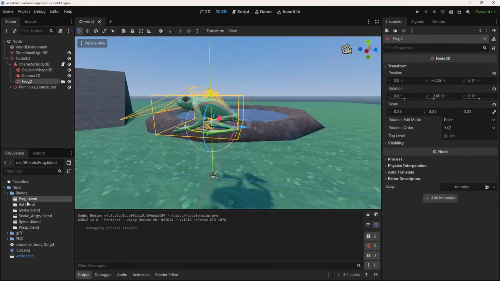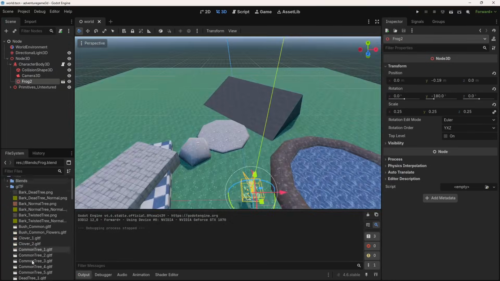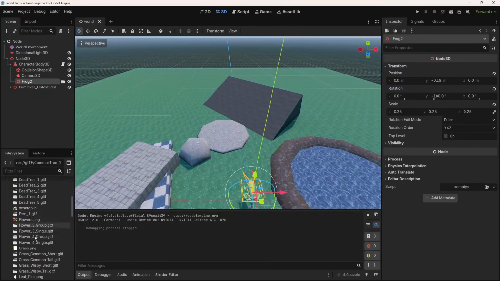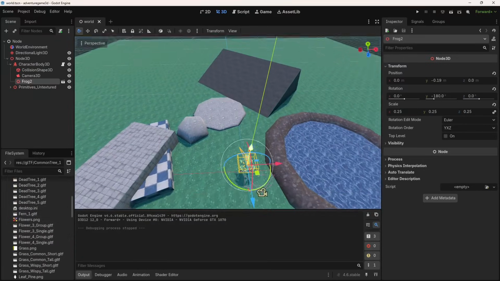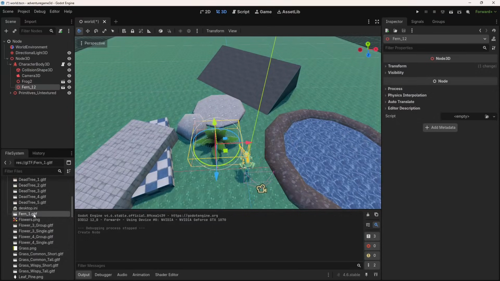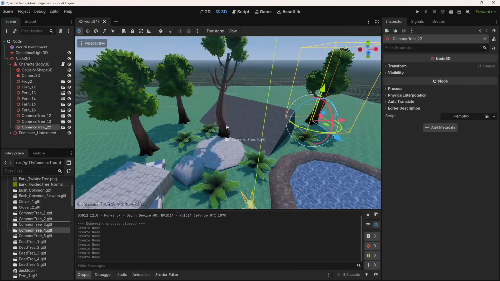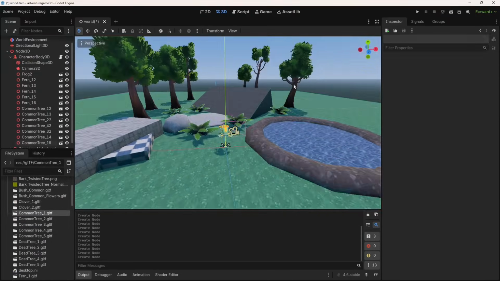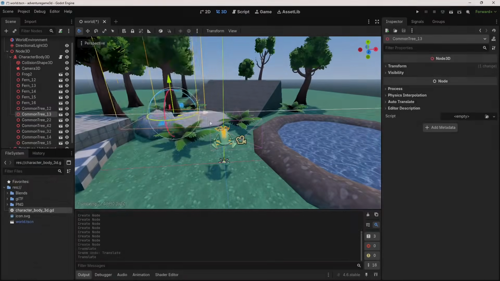Great. So now finally, what we can also do is start to populate the world with our other objects. So we can grab any of these, so common trees, ferns, and so on, and then just populate our world. There we go. So that is looking a lot more inhabited.